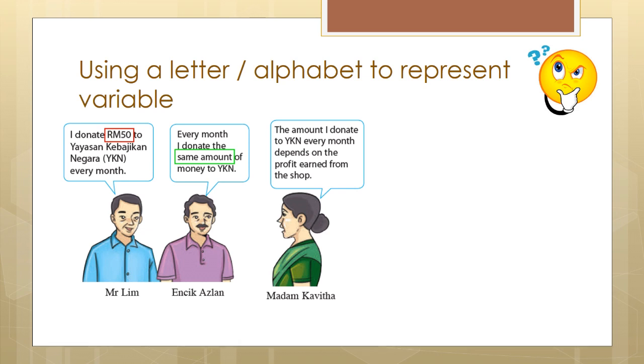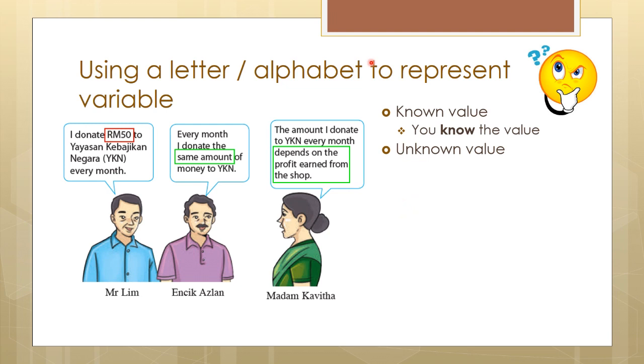Alright, Madam Kavita, the amount I donate to YKN every month depends on the profit earned from the shop. Alright, so we know about that. The money that she donates will depend on the profit earned from the shop. So there are some information we need to know from here, right? Of course, the first thing we need to know something that we know the value, something that we don't know the value. Alright, so example, things that we know about the value is 50 ringgit.